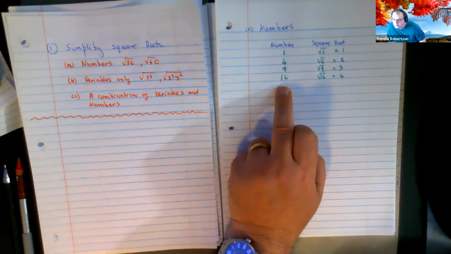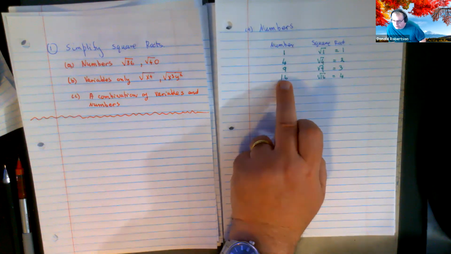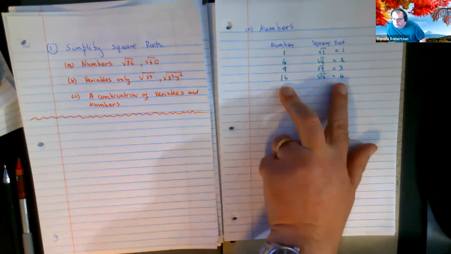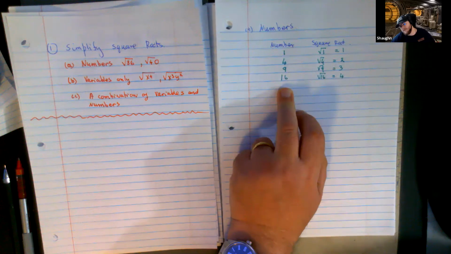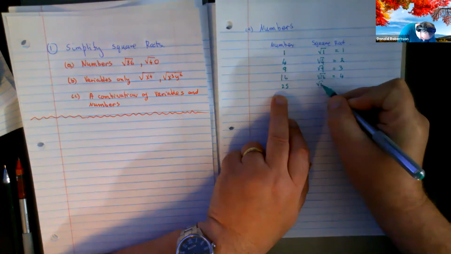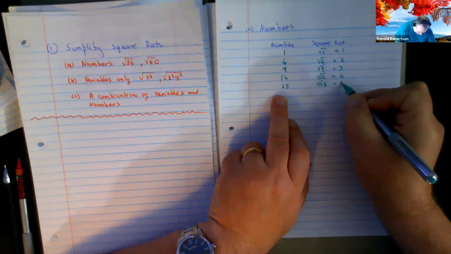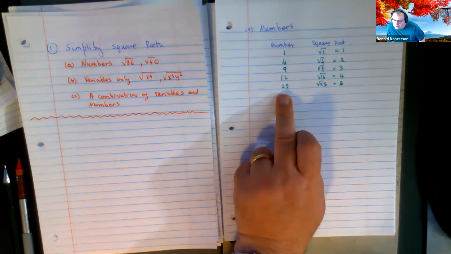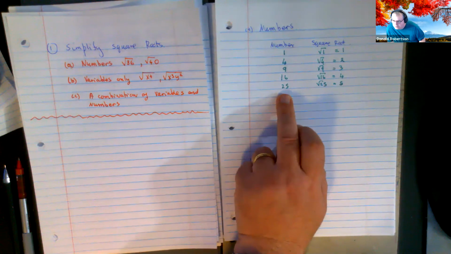Anybody want to have a guess at what my next number in this list is going to be? I'm going to go all the way up to 100. So what do you think comes after 16? What's the next perfect square? That's a nice square root. 25. Yeah. And the square root of 25 is 5, right? Okay, let's have another shot. What do you think the next number is going to be after 25 then? So say we're going all the way to the 100. It's not going to be too long. 36.